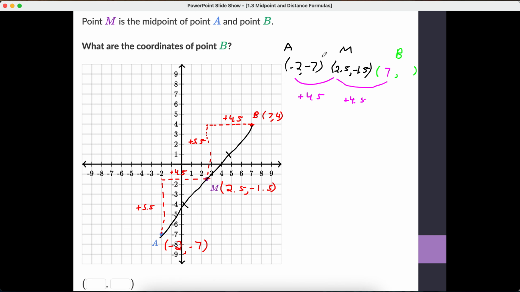If I do the same thing with the Y's, to go from negative 7 to negative 1.5, I'm increasing my Y coordinate. I am going up by 5.5 units. If I then do that again, because I know M is the halfway point, if I increase 5.5 units, ignore that decimal, if I increase 5.5 units from negative 1.5, I end up getting 4. So we end up getting 7, 4. Perfect. I don't know why it's not writing down here. I don't know what's going on. But we did everything we need.